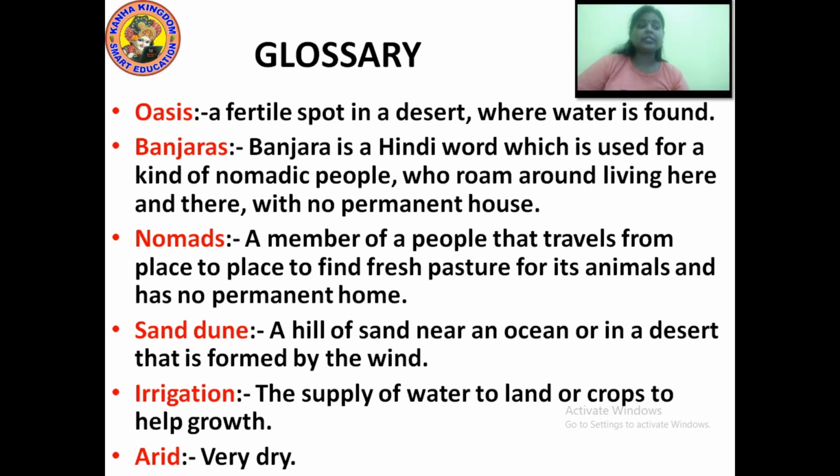Now next is arid. Arid means very dry. You know, Thar desert is a very arid area. Arid area means very dry because there is no rainfall or very less rainfall. So in this chapter we have discussed the southern plateaus. We have discussed the Deccan Plateau, the Chota Nagpur Plateau, the Malwa Plateau. We have discussed the Thar desert, how the people used to live there.